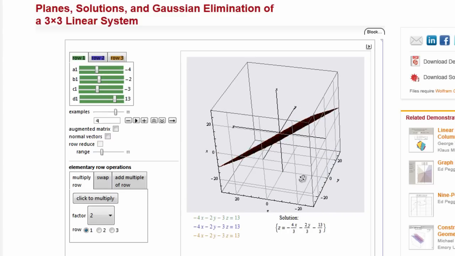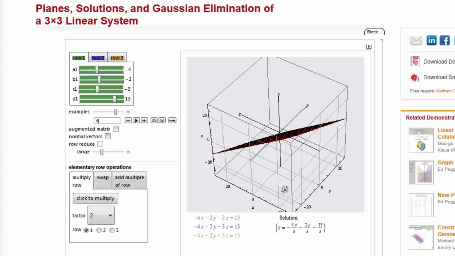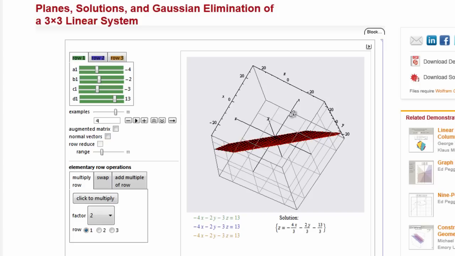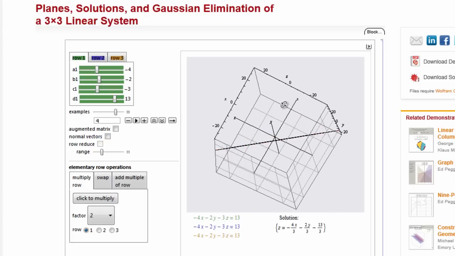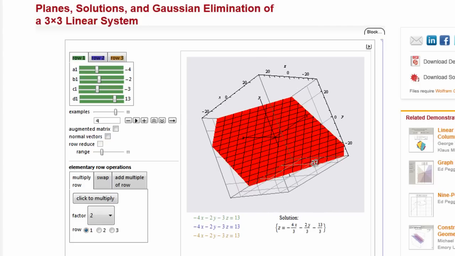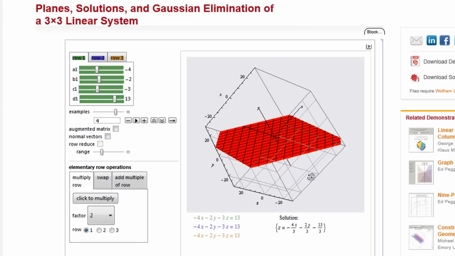Here's yet another example. This is actually a graph of three equations and three unknowns, but they're all the same equation. So in other words, they're all the same sheet of paper. So you have three sheets of paper that are lined directly on top of each other. So this is another example of a dependent system where there's an infinite number of solutions.